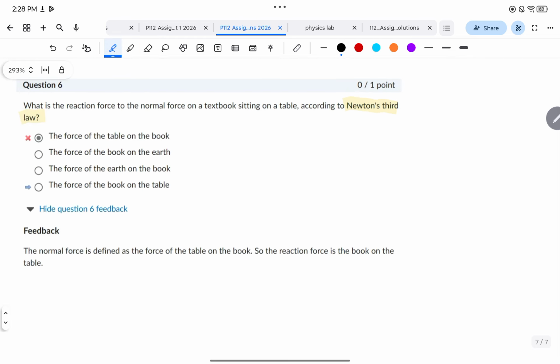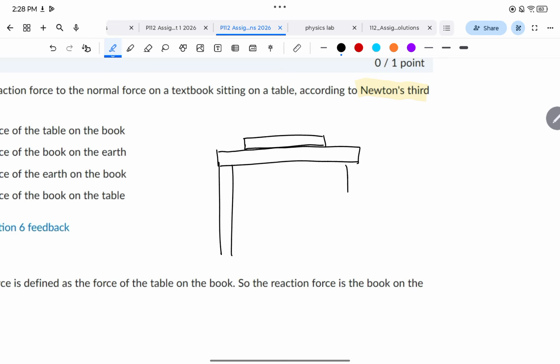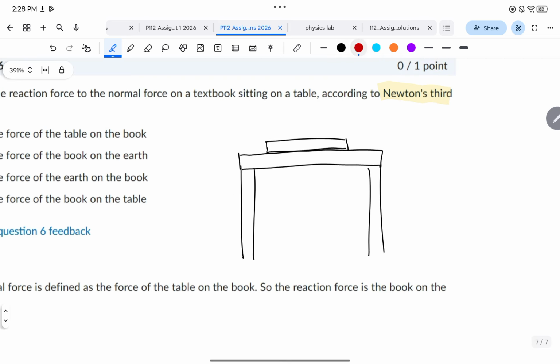So what is the reaction to the normal force on a textbook sitting on a table? When the textbook is sitting on a table, say this is your book, this is your table. We'll see it this way: that object is exerting gravity, its mass, on the table, Fg.